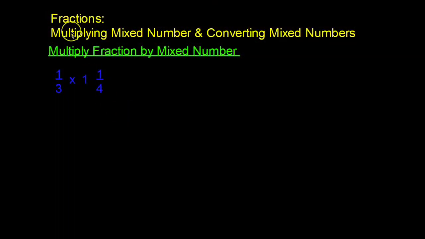Today we're going to be multiplying mixed numbers and converting mixed numbers. We're going to have 3 total examples. Our first example is multiply fraction by mixed number: 1/3 times 1 and 1/4.